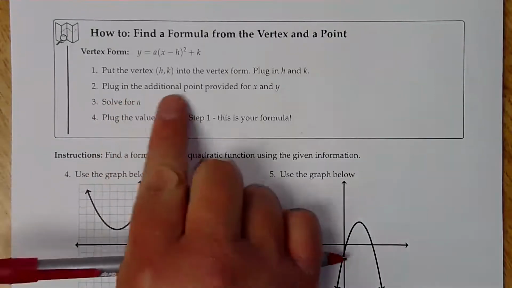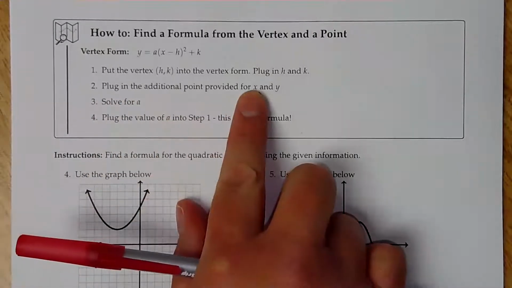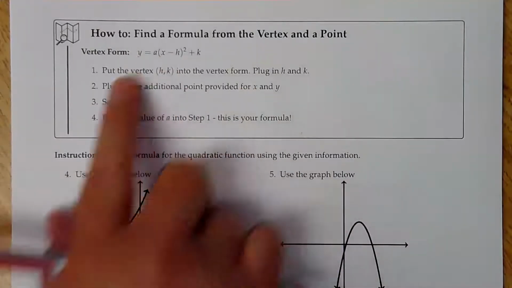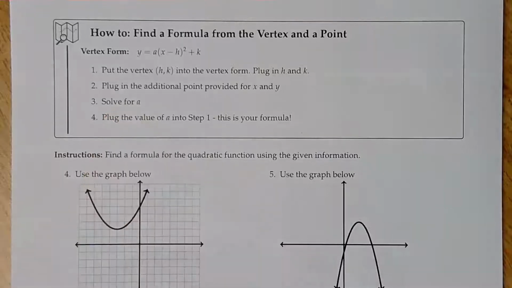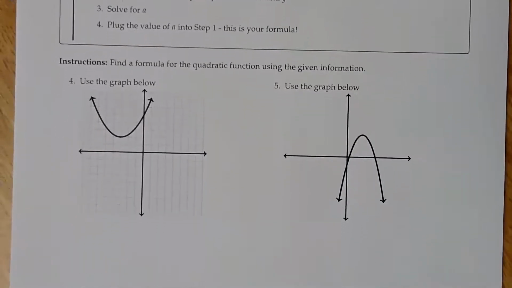So you're going to use that extra point you have, and you'll plug that in for the x and the y here. And then you'll simplify that and solve for a. And then you're just going to plug a into what you did in step 1, and that's going to be your formula. So let's give this a try with number 4.